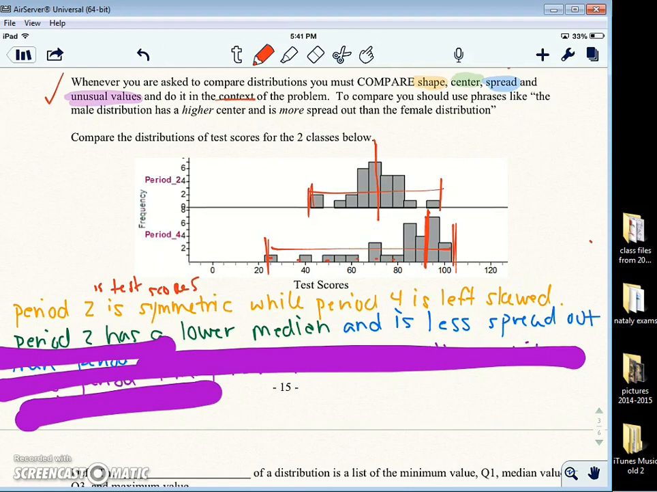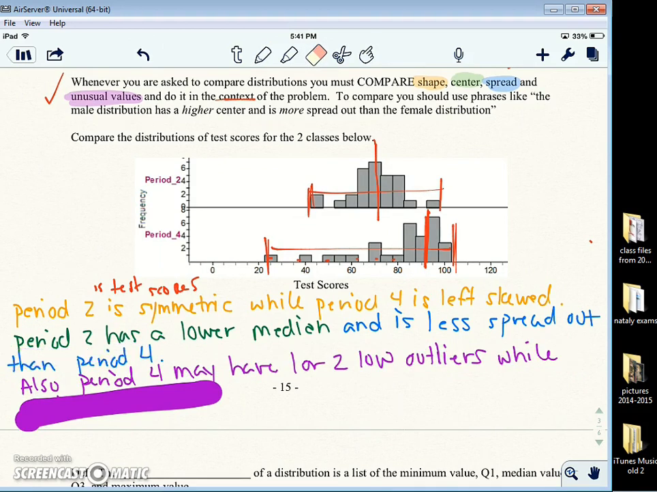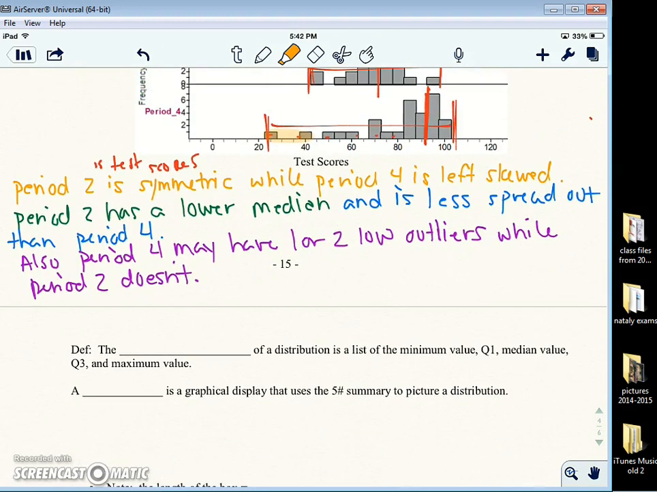And then lastly, unusual values. We don't know if we have any outliers, but it appears that period 4 may have 1 or 2 low outliers, while period 2 doesn't. Again, we would need to check that, and we're going to talk about how to do that in just a minute.